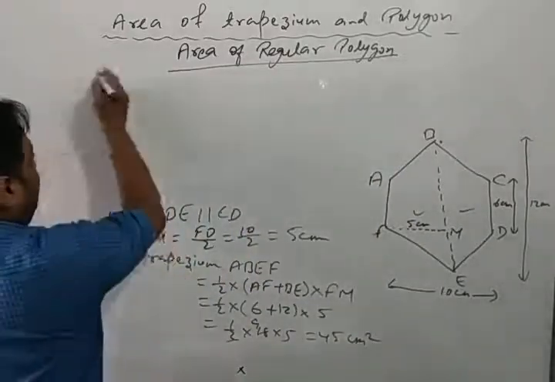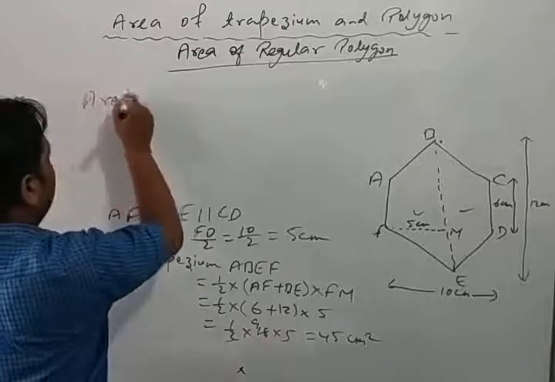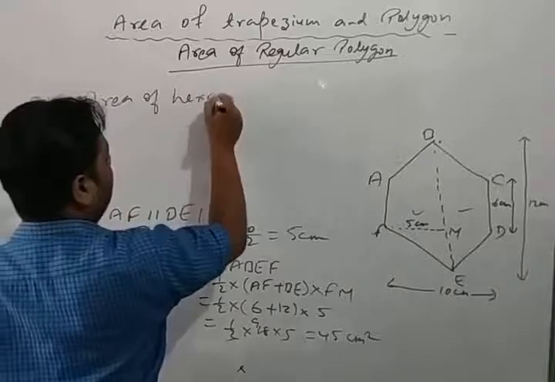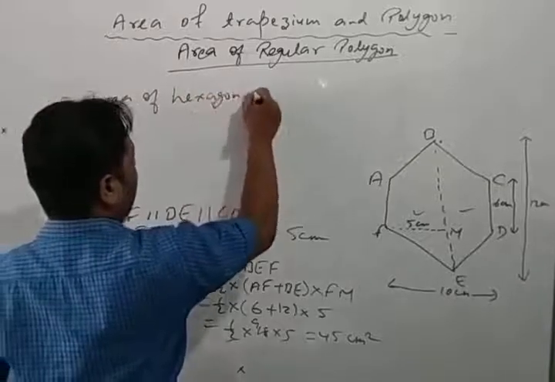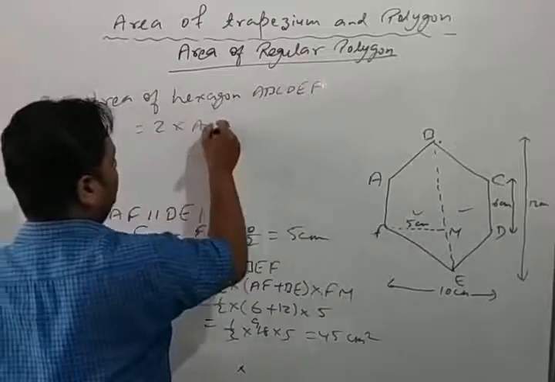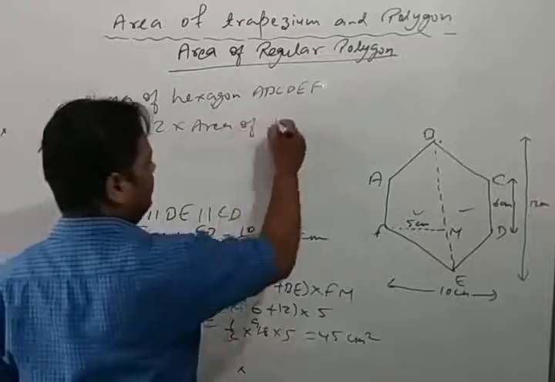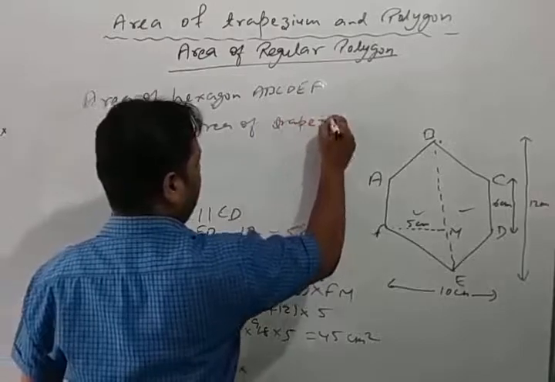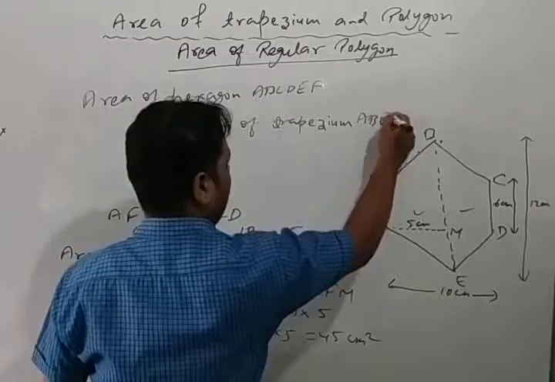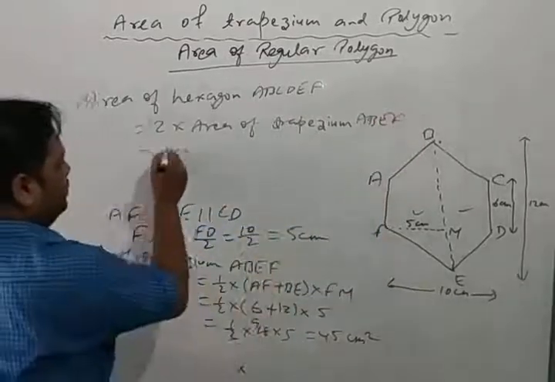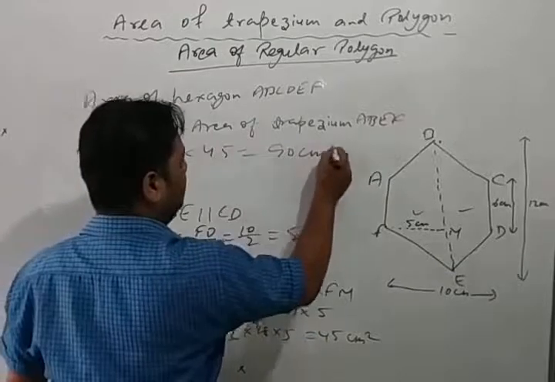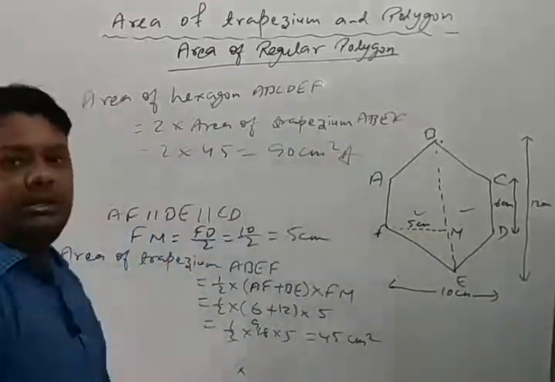So we can write area of hexagon ABCDEF is equal to 2 into area of trapezium ABEF, because both areas are same. So 2 into 45 is equal to 90 centimeter square will be the right answer.